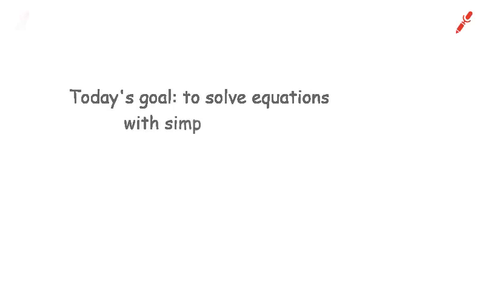Alright guys, today's goal is to solve equations with simplification. In other words, we're going to be dealing with equations that we have to simplify before we can solve. Most of the time when you have to simplify before you can solve an equation, it's because there's either the distributive property in there or we have a variable written more than one time. Anytime we have a variable written more than one time, we have to simplify before solving.